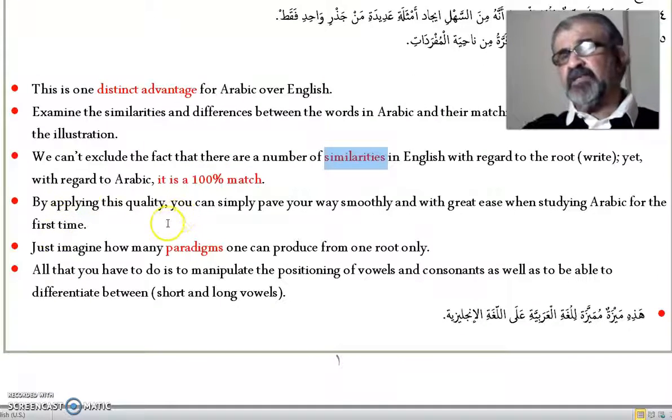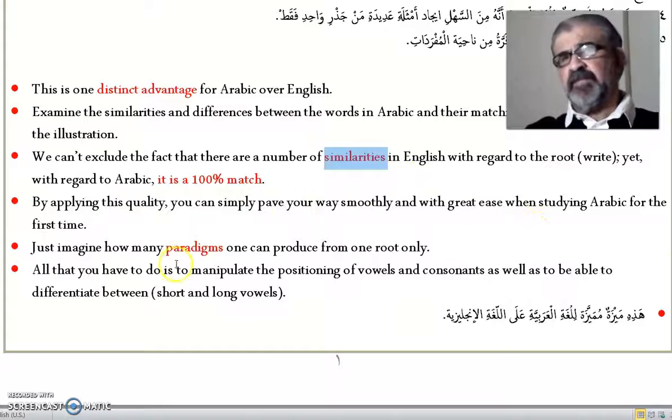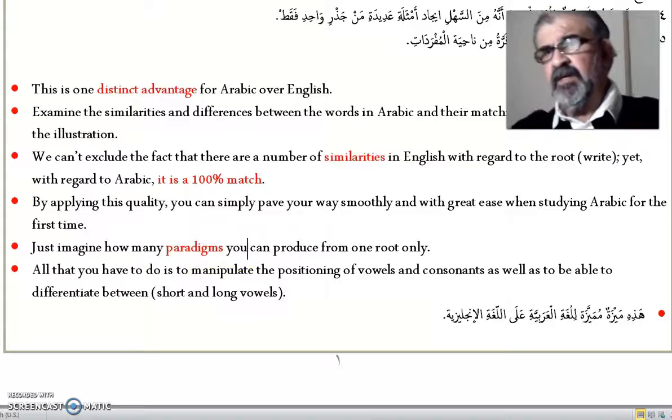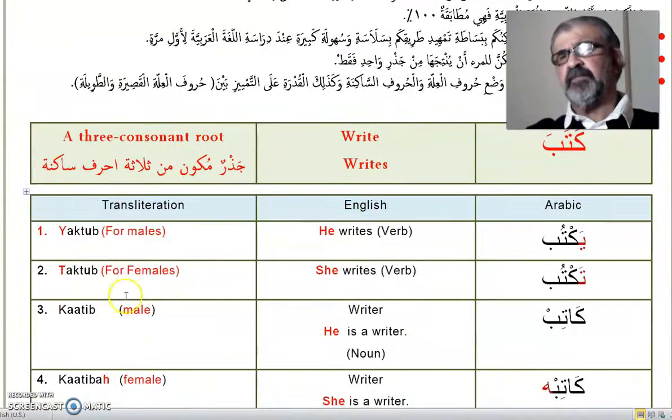By applying this quality, you can simply pave your way smoothly with great ease when studying Arabic for the first time. Just imagine how many paradigms you can produce from one root only. All that you have to do is to manipulate the positioning of vowels and consonants, as well as to be able to differentiate between short and long vowels. Now let's take the example. A three consonant root in Arabic, kataba.